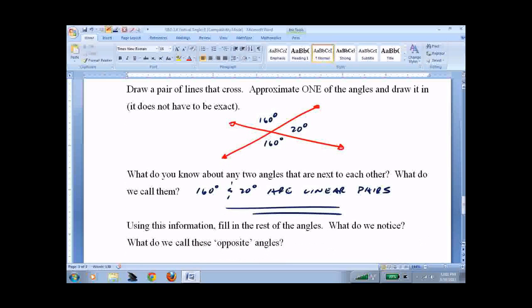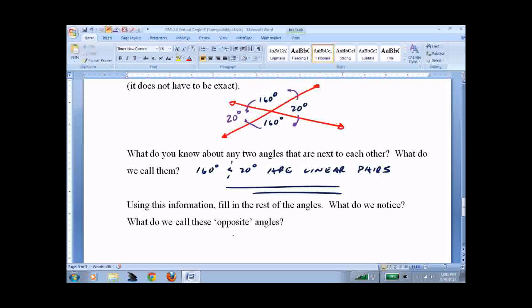So now that you've looked at that, you can say, oh, well, this worked this way, this worked this way. They both have to work this way. So this one here is going to be 20 degrees. And these angles that are opposite are the same. They're congruent. They have the same measure. We call them vertical angles. And vertical angles are congruent.